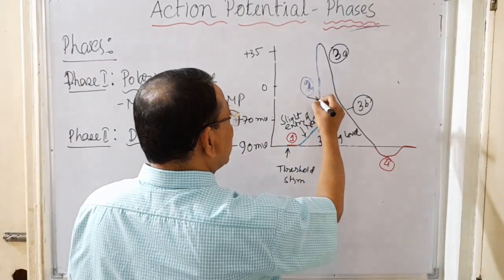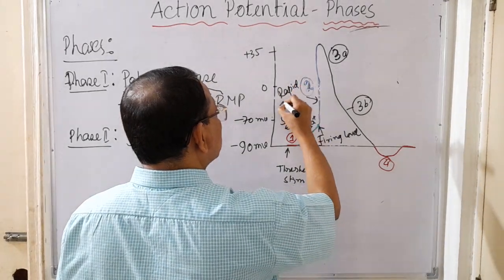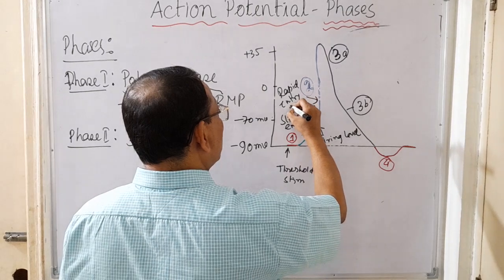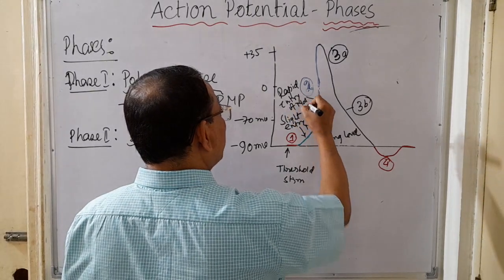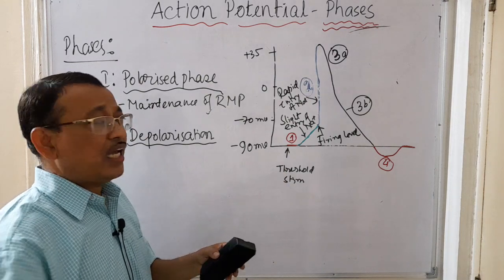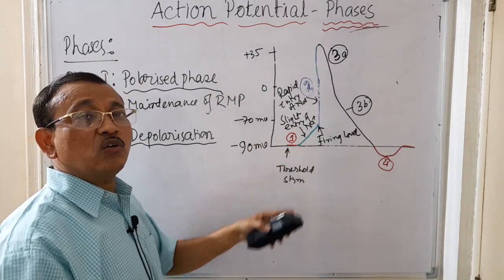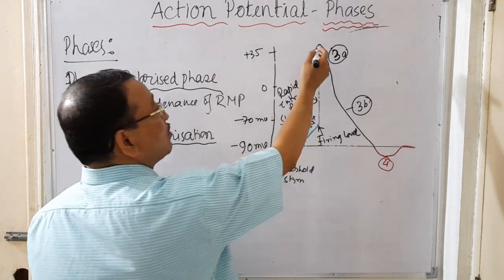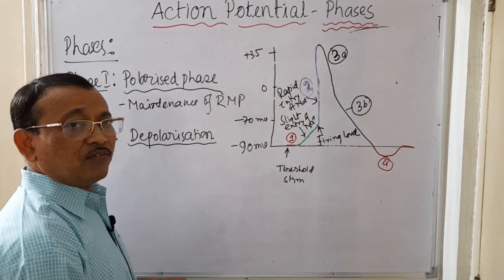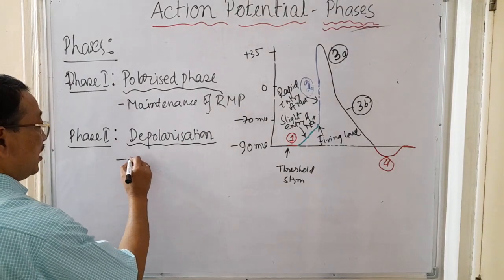Once the firing level, or critical level of approximately minus 70 millivolt, is achieved, there is a very rapid entry of sodium ion. As rapid entry of the sodium ion takes place, the membrane rapidly becomes electropositive, around plus 35 millivolt. So in the depolarization phase, what happens?